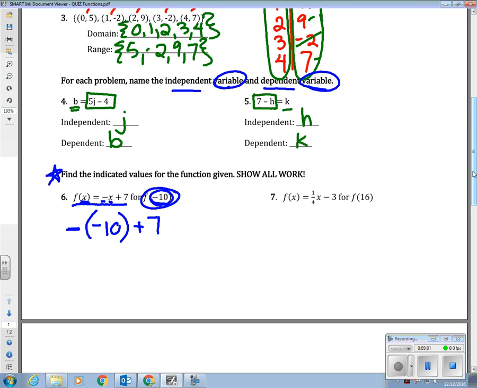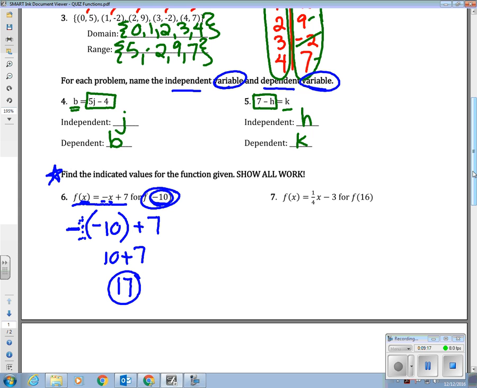Okay, so now that I have this, it is like saying -1, if you think of a little 1 right here, times -10. So negative times a negative is a positive. That means I have 10 plus 7. And that means my answer there is 17. That's what we're looking for.